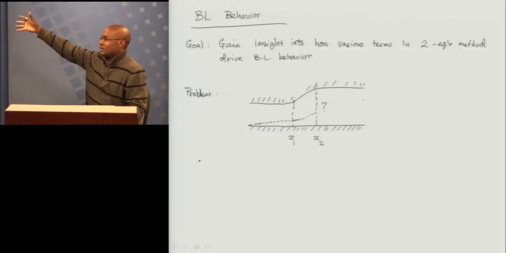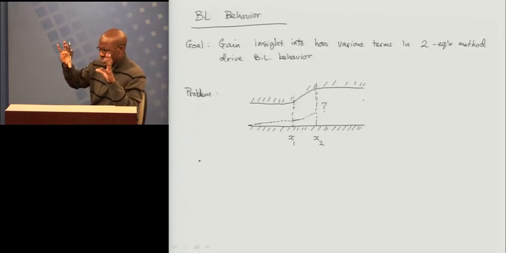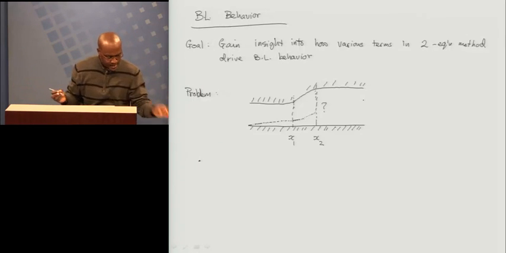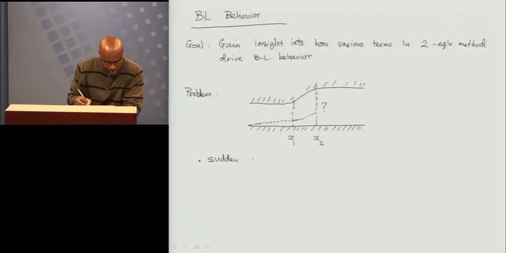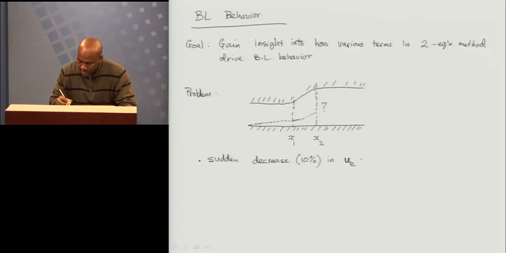So it's developing. Okay, for this case, we're just looking at the behavior of what's going to happen to it as it goes through this type of change. Okay, and in particular, we're going to say about a 10% decrease in velocity. So a sudden decrease, and about 10%, just so that we have some numbers to work with, in UE, so in our edge velocity, and this is for the flat plate.